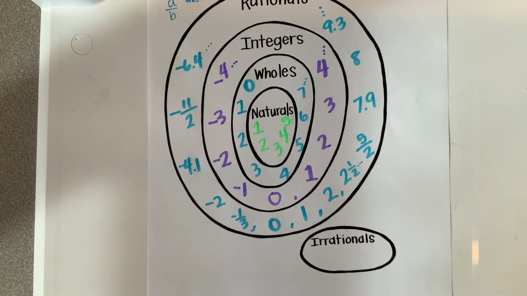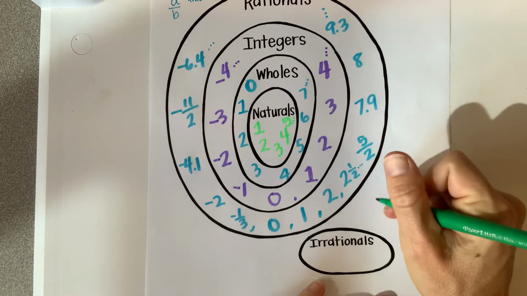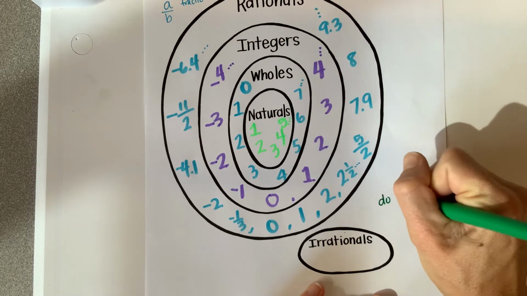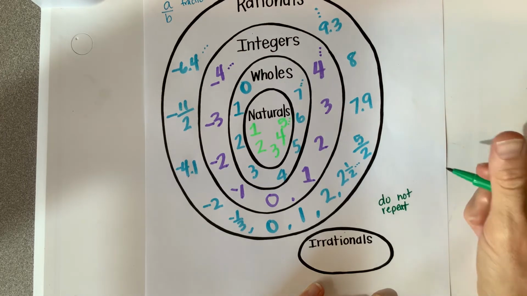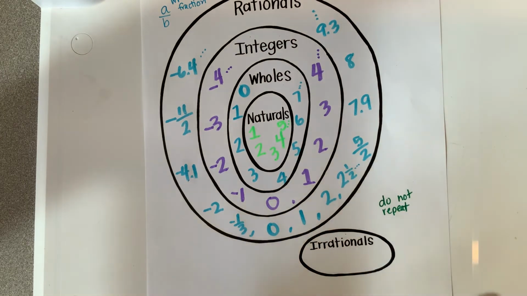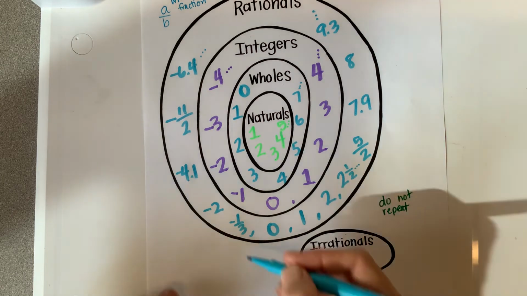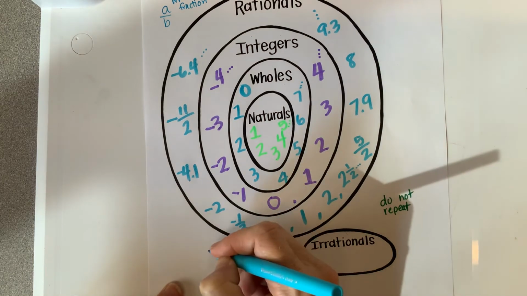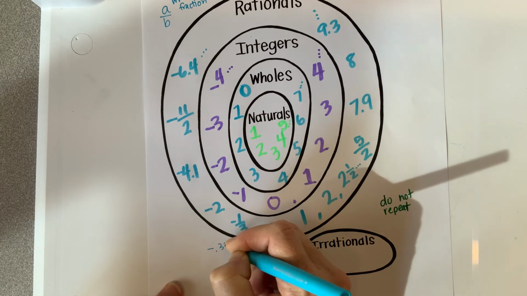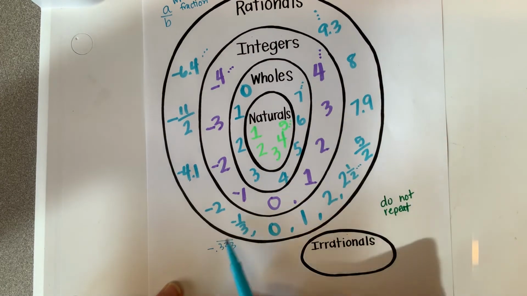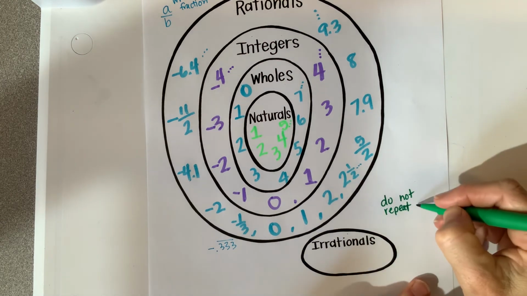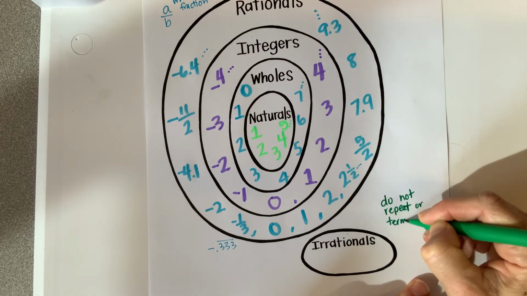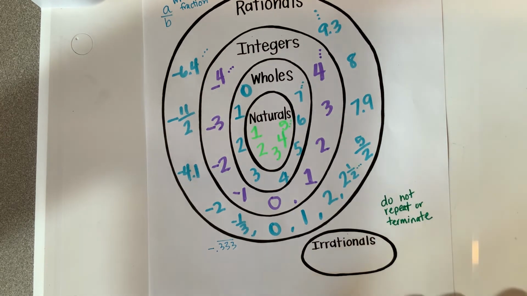Now, irrational numbers, if they are in their decimal form, they do not repeat, meaning it's not going to be like this -1/3. If I were to put that in its decimal equivalent, that would be -0.333, and I can put the little bar to show that it repeats. So irrational numbers do not repeat or terminate, meaning they don't end. They'll keep on going forever and ever and ever.